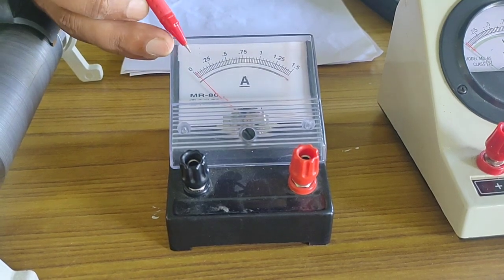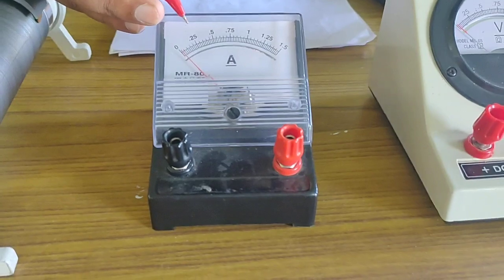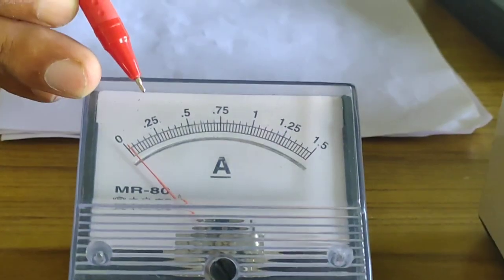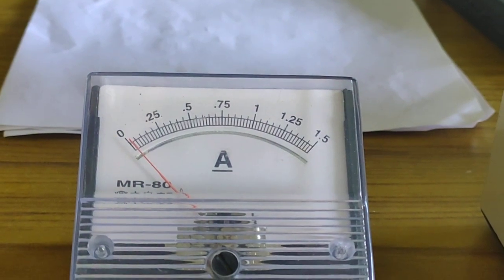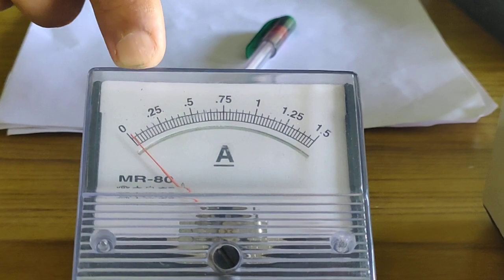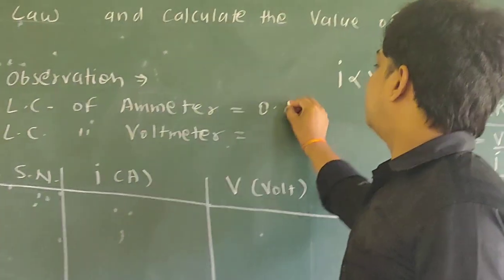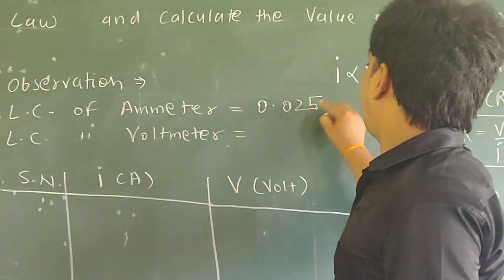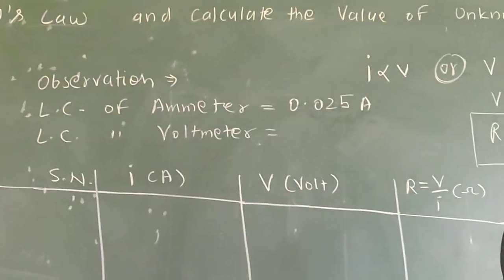As you can see here, from 0 to 10 division, the value of the 10th division is 0.25 ampere. So in 10 divisions it is distributed 0.25 ampere. So the value of one division is simply 0.25 upon 10. So the least count of the ammeter becomes 0.025 ampere. This is the least count of the ammeter.